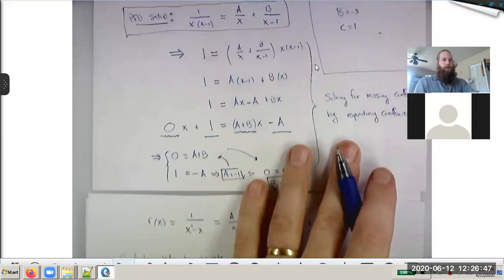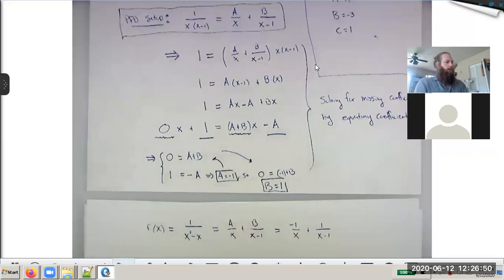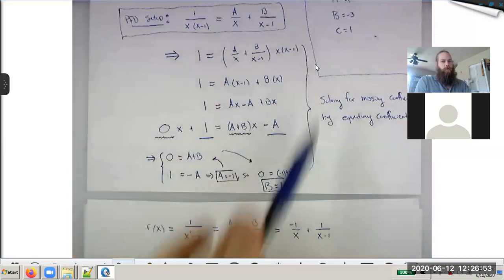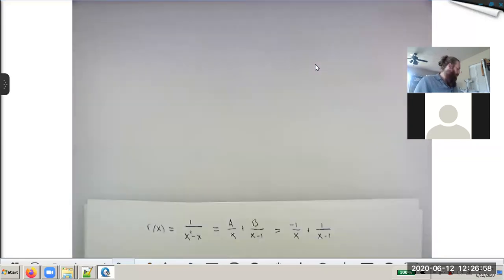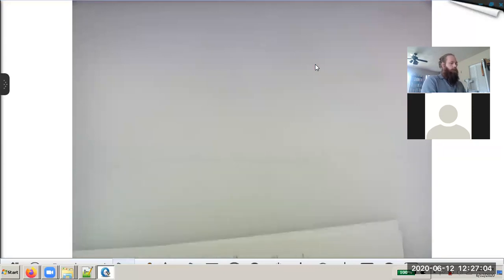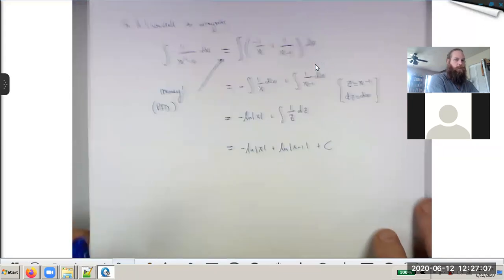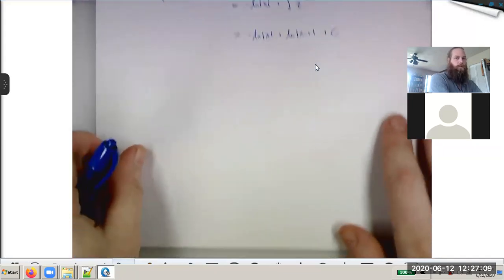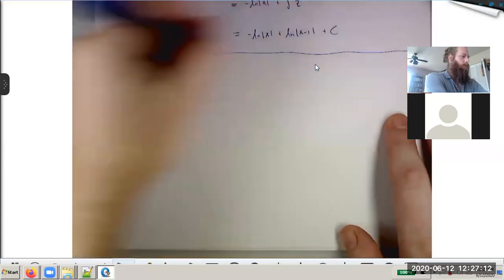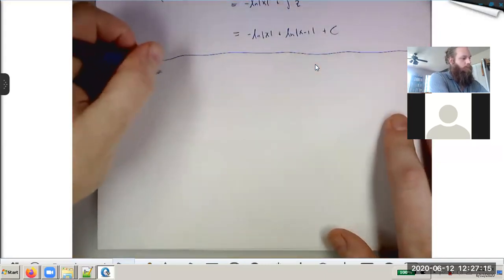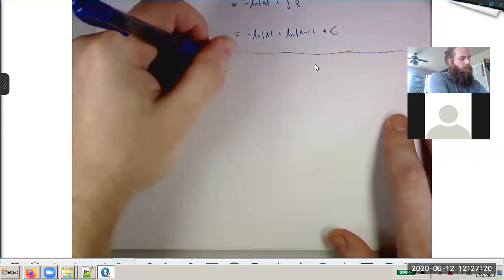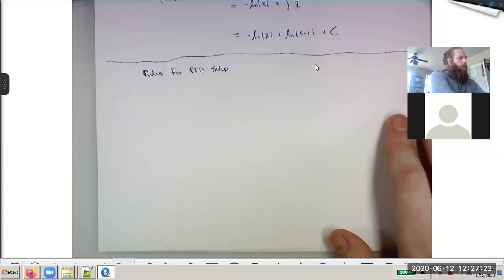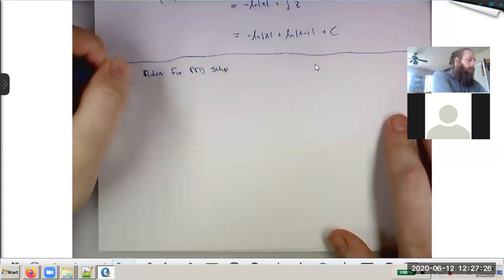So with these problems, the integrals you get out are never too hard. The hard work is usually in finding these coefficients. And all that depends on is how complicated the PFD setup is. So the rules for the PFD setup are as follows. We break it down into a few different cases.